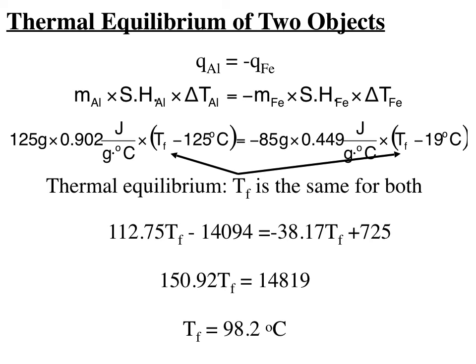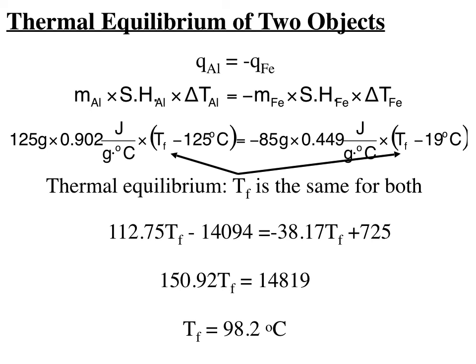I have to take 125 times 0.902, then multiply that times T_F minus 125. So be careful with your distribution of the numbers there on the left. Same thing is true on the right. I take negative 85 times 0.49, and I multiply that times T_F minus 19.